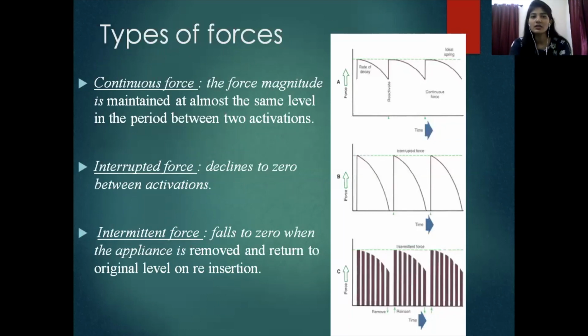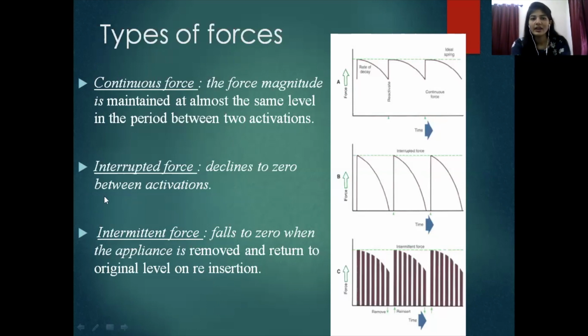So coming to the types of forces that act on the tooth: continuous forces, interrupted forces, and intermittent forces. The continuous force is one whose magnitude is maintained at almost the same level in the period between two activations. So here in the graph you can see the force at point A and at the reactivation is the same. So the force is not going to decrease between two activations.